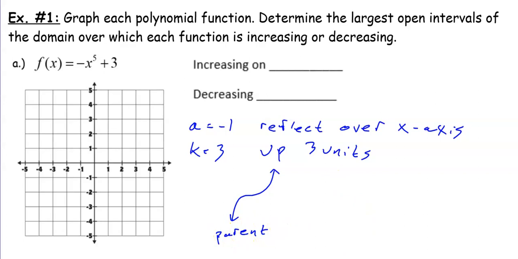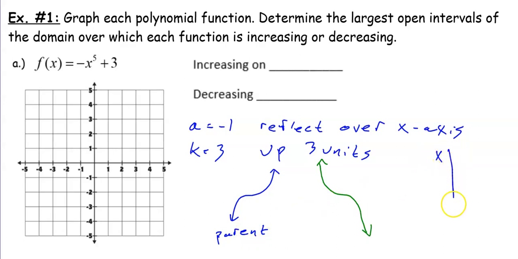Well, what's going to end up happening, and we're going to see this when we graph it, is we're going to flip it. So instead of starting down and going up, we're going to start up and go down. And we're also going to take this whole graph and we're going to move it up 3. And we can see that if we make a t-chart.